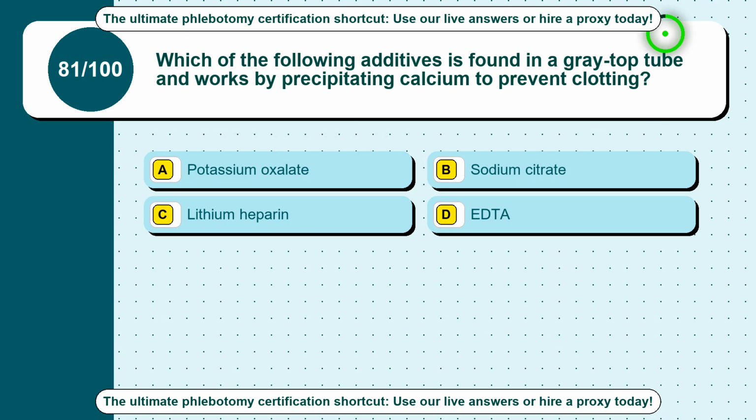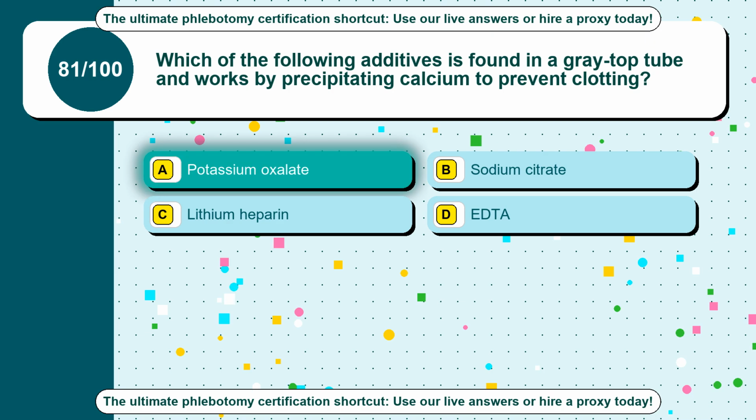Question 81. Which of the following additives is found in a grey top tube and works by precipitating calcium to prevent clotting? Option A, potassium oxalate. Option B, sodium citrate. Option C, lithium heparin. Option D, EDTA. The correct answer is option A, potassium oxalate.